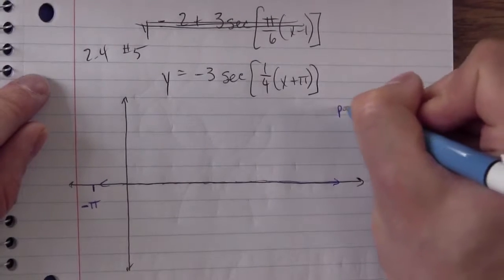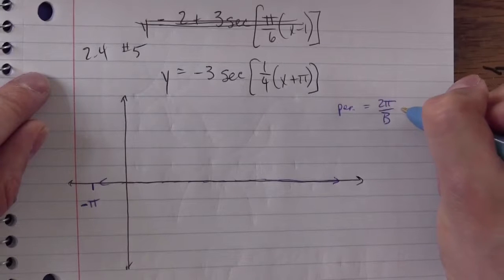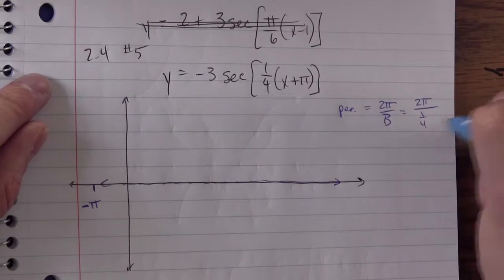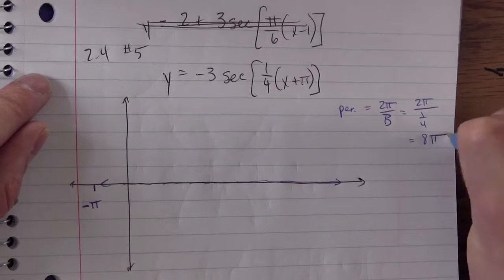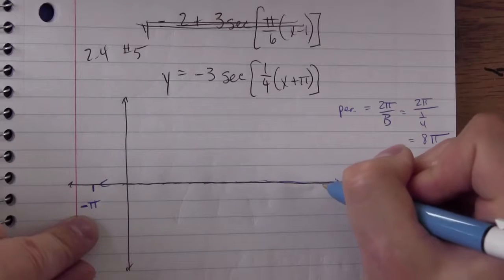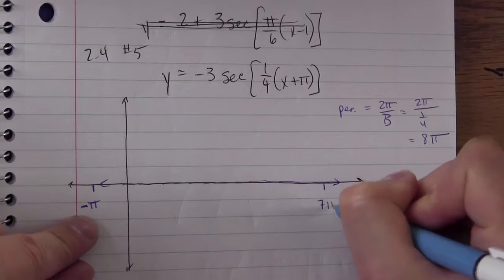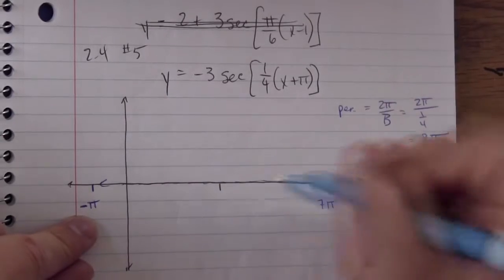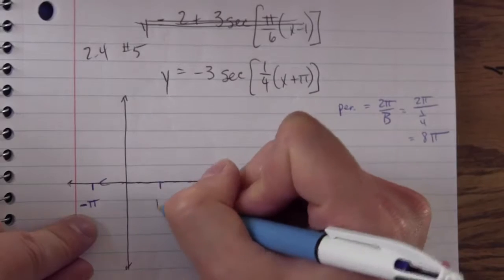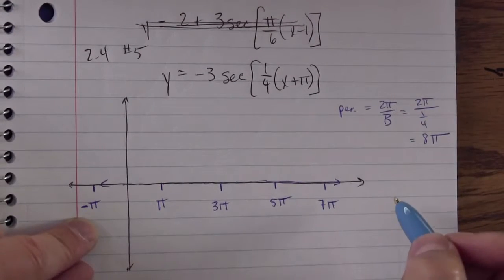Now I figure out our period. Period equals 2 pi over b, equals 2 pi over 1/4, which is 8 pi. Okay, so that means we're going to go from negative pi all the way up to negative pi plus 8 pi, which is 7 pi. Halfway between those is 3 pi. And then our quarter points are at pi and 5 pi. So we've got our 5 points.